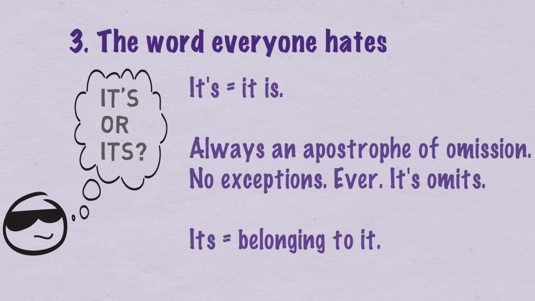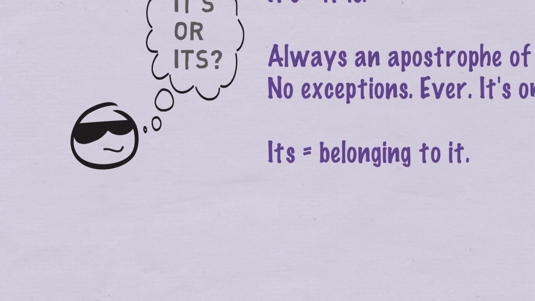Its without an apostrophe means belonging to it. So the dog dropped its bone has no apostrophe, even though the dog owns the bone. Even if the dog owned the whole T-Rex skeleton, there's still no apostrophe.